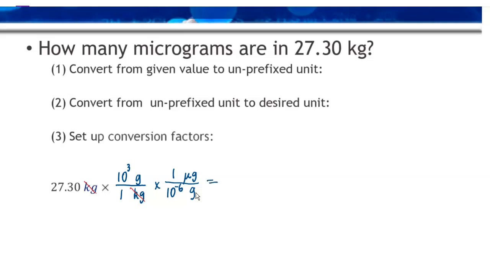And now I multiply this out. So I have 27.3 times 1,000 and divided by a million, or same thing as divided by a millionth, sorry. And we get 2.730 times 10 to the 10th micrograms. Again, keep in mind this is a significant figure over here, so we want to keep that as our significant figure in proper scientific notation.